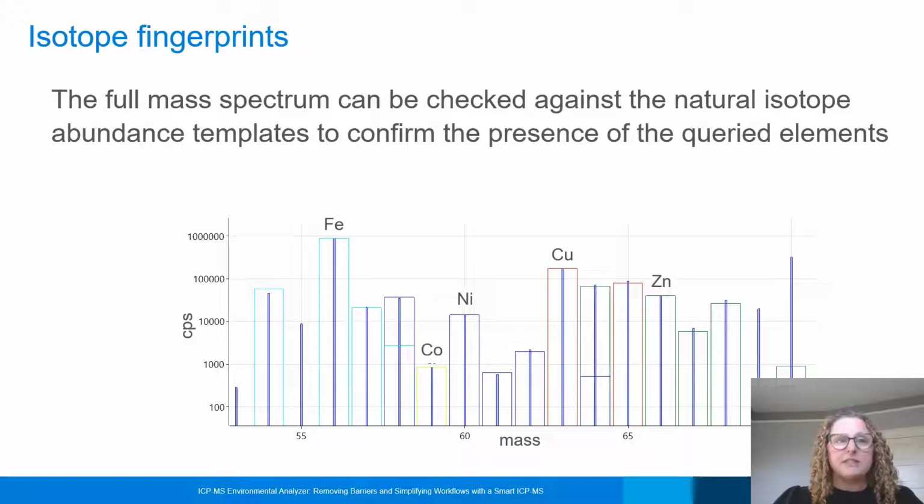Another useful feature is the isotope fingerprints. Here you can see we have a full mass spectrum, which can then be checked against natural isotope abundance templates to confirm the presence of certain elements. If we take a look down here, you can see that we have different colors being used to lay a fingerprint over the different isotope patterns of different metals. This light teal color is showing us the isotope fingerprint or pattern of iron. The yellow is showing us cobalt. The purple is showing us nickel. The red one is showing us copper, and the green is showing us zinc.